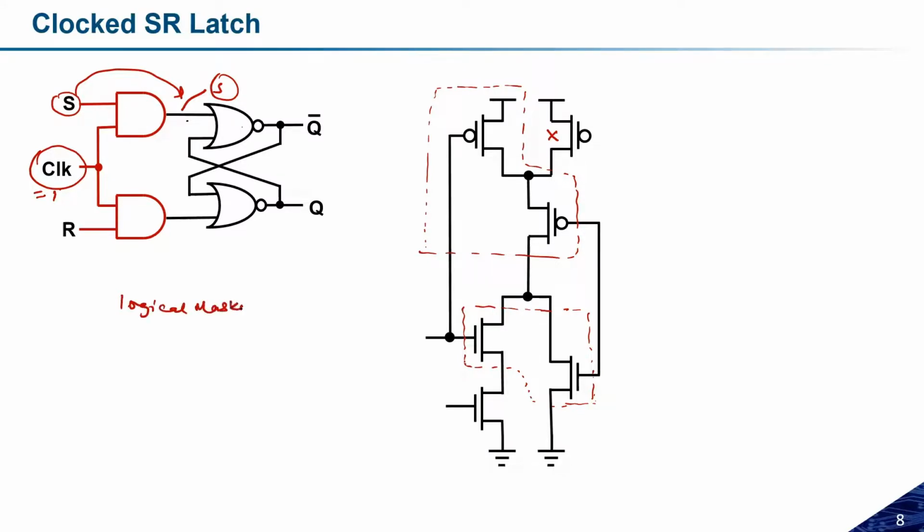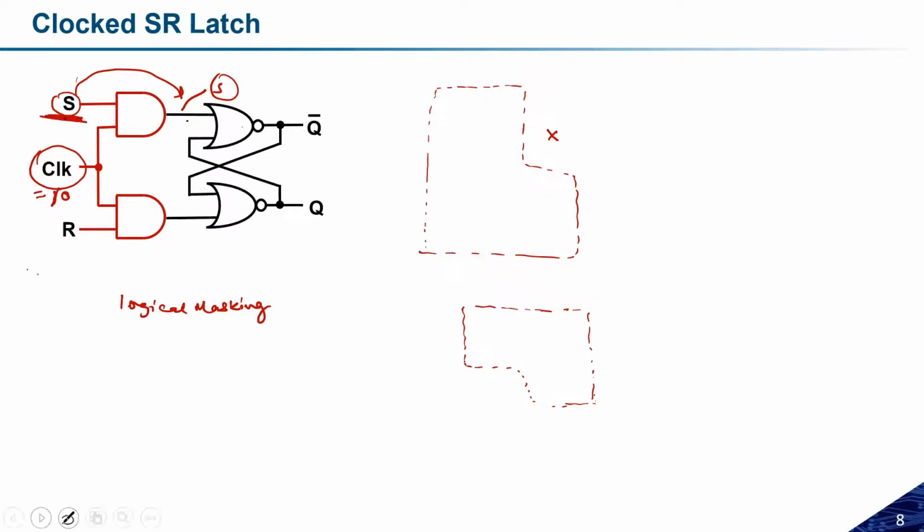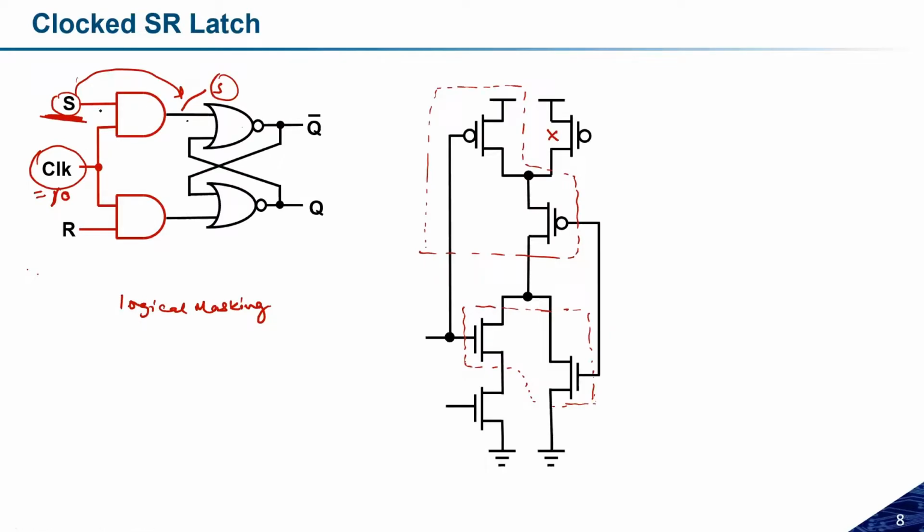Why logical masking? See here, if clock is equal to 1, in that case this set will be transferred to the output of this AND gate. But if clock is equal to 0, even though there is some change in the set, that change will not be reflected at the output. So logically we have masked the input.